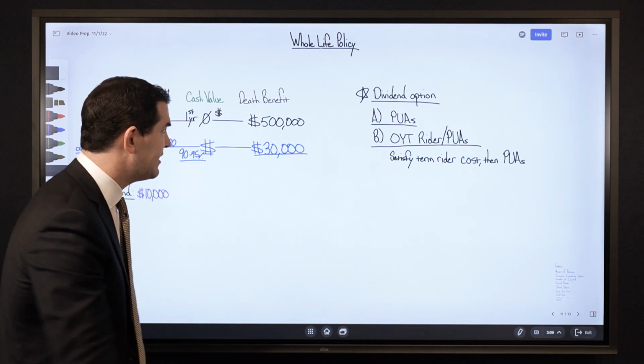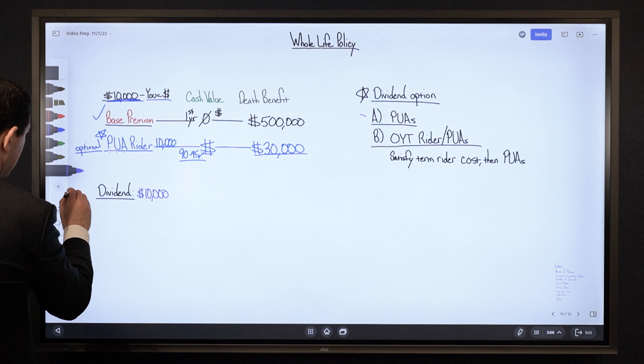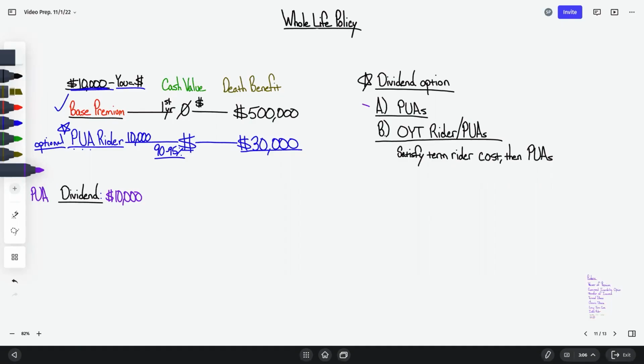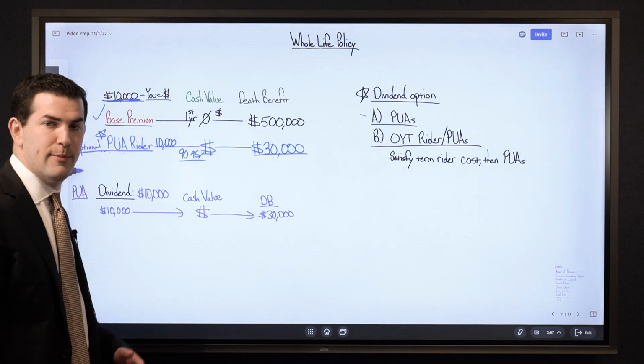So the dividend, if you selected option A, this is what we're looking at here, option A, PUAs, what would happen is that this $10,000 payment, that's the dividend, goes into cash value. You see it show up in cash value just like you would see a PUA payment if you actually paid 10 grand in. So there we go. And it also purchases you additional death benefit of guess how much? About $30,000. So if you have the dividend option elected as PUAs, that's going to function very similar to PUA payments you actually make toward the policy.